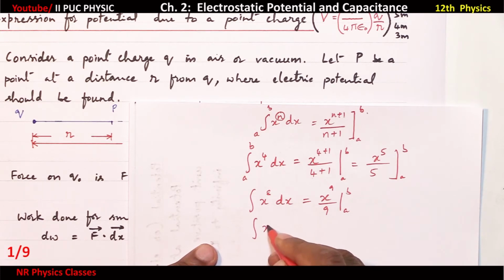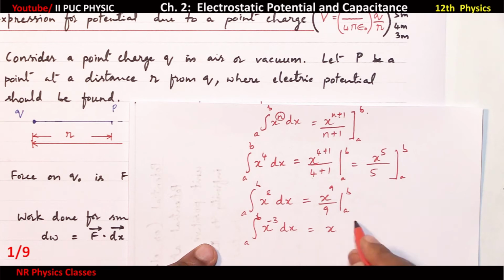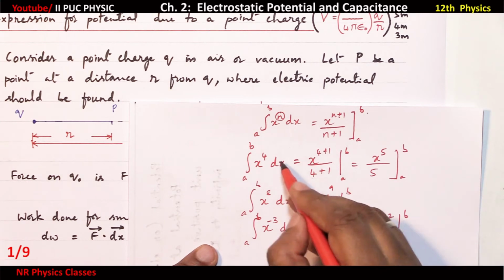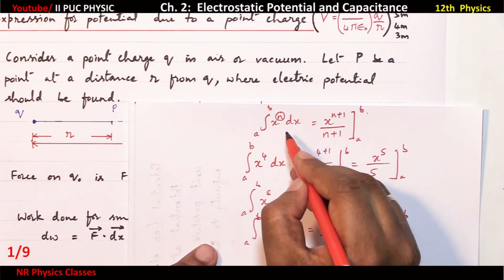Integration of x to the power of minus 3 means, again as usual, x to the power of minus 3 plus 1 is minus 2, divided by minus 3 plus 1, same exponent. Minus 3 plus 1 is minus 2. Limits are from a to b. This is how we use this formula. I'll be using that formula now.